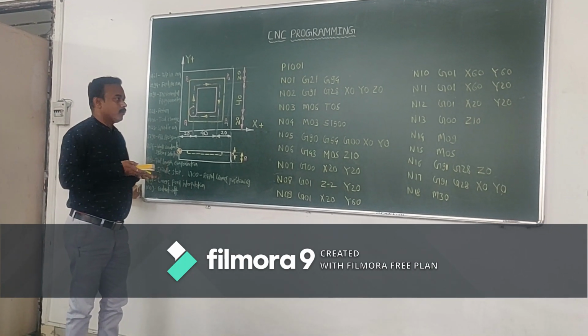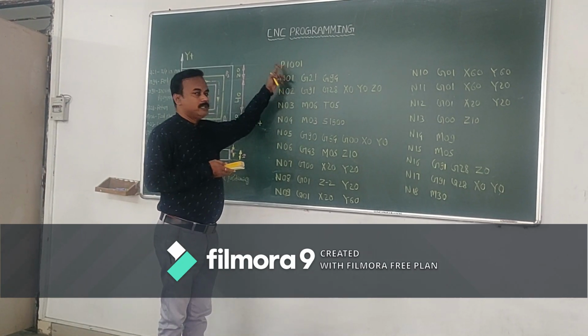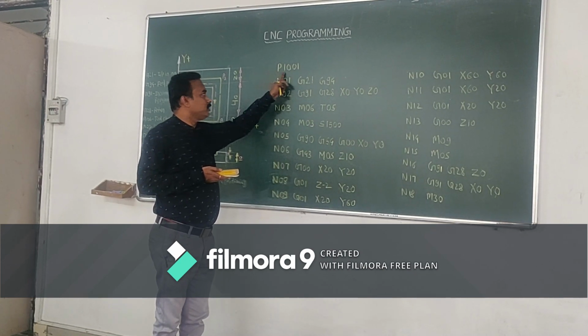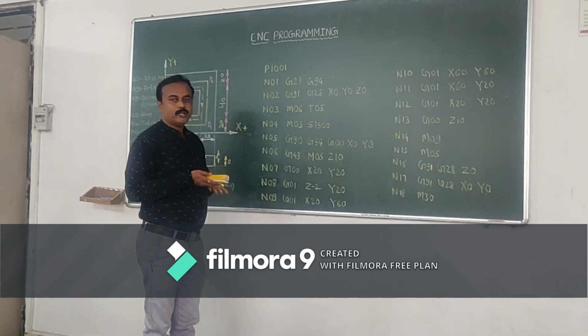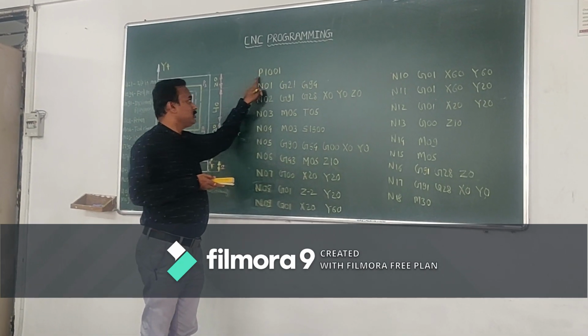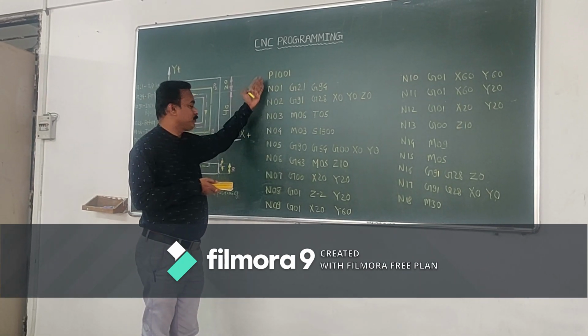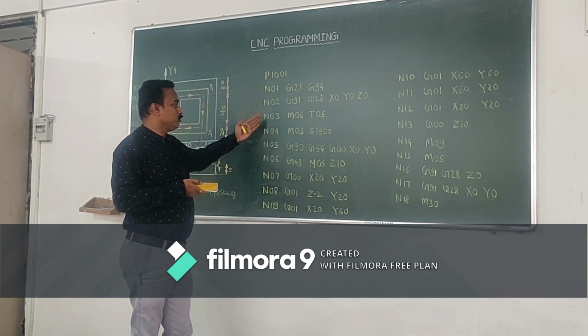Now how do we write the program for that? The first is the program name. Here P is the specification for program, and this is 1001 as a naming. Instead of that, you can write any number, 2001, 201, whatever it may be. This is the first program number 1001. Next, the series N01, N02, N03.